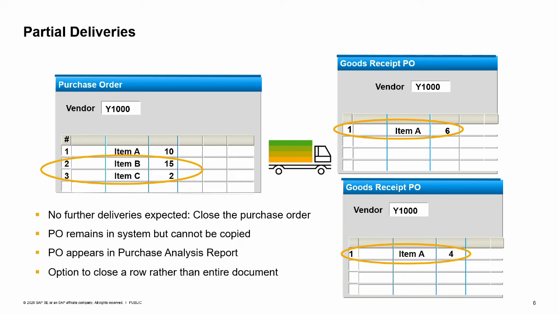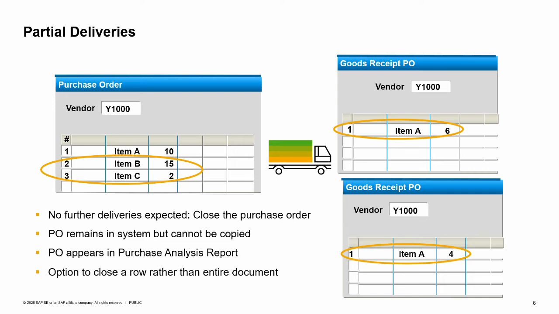Another option is to cancel a purchase order. This option is generally used when no items on a purchase order will ever be received. You can cancel a purchase order that has never been copied. As with the status closed, a cancelled purchase order is not deleted. You can still display or duplicate the document, but it cannot be copied to another document. A cancelled purchase order does not appear in the purchase analysis report, whereas a closed one will appear.